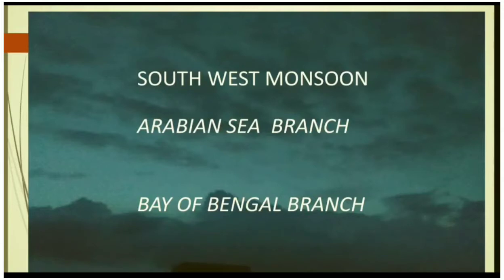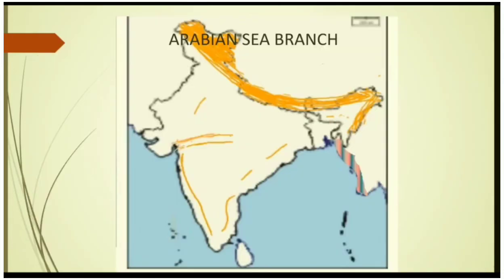Southwest monsoon wind divides itself into two parts, the Arabian Sea branch and the Bay of Bengal branch. It is because of the tapering shape of the Indian topography, that is the southern part of India, where we have the Western Ghat. So when the southwest monsoon wind strikes the Western Ghat, it divides into two parts, the Arabian Sea branch and the Bay of Bengal branch.